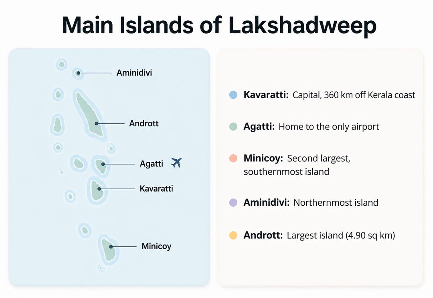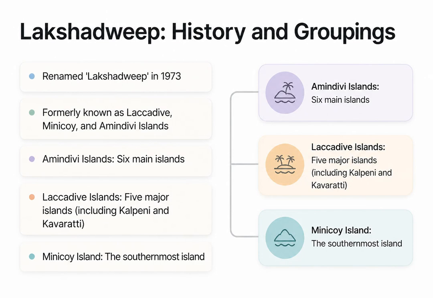Within this group of 36, a few islands stand out. Kavaratti serves as the capital. If you are flying in, you will land at Agatti, which hosts the territory's only airport. Minicoy is the southmost and second largest island. On the opposite end, Amini Divi is the northernmost. Finally, Androt holds the title of the largest island in Lakshadweep, though it is still quite small at just 4.9 square kilometers. Historically, these islands were known by three separate names, the Laccadive, Minicoy, and Amandivi Islands.